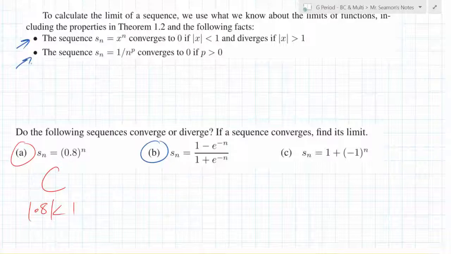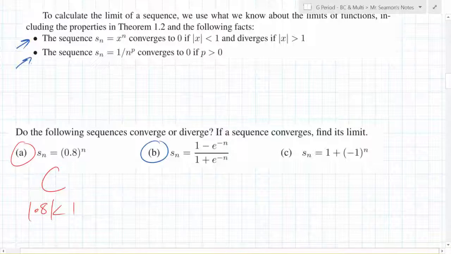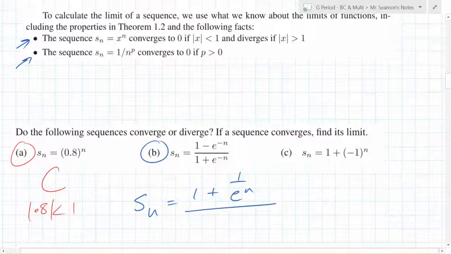I don't like negative exponents, so I'm going to rewrite them. What am I going to write this as? I'm going to rewrite this as what? 1 plus what? Over.